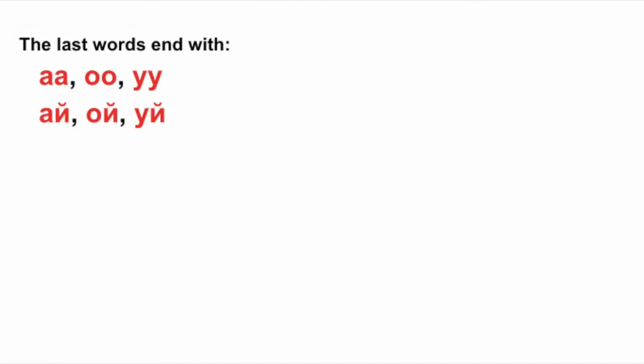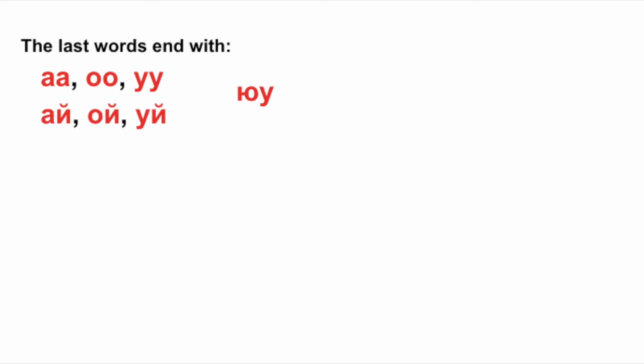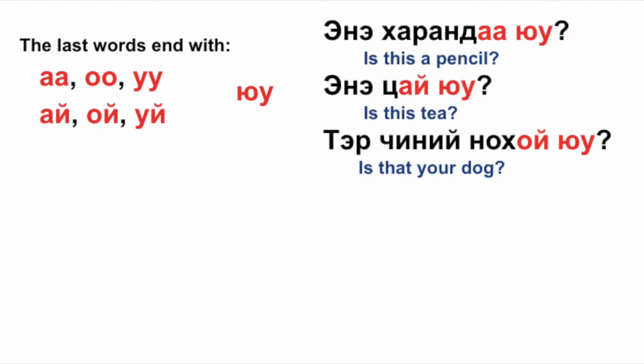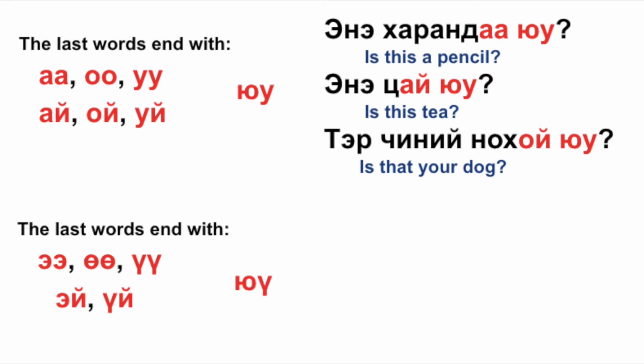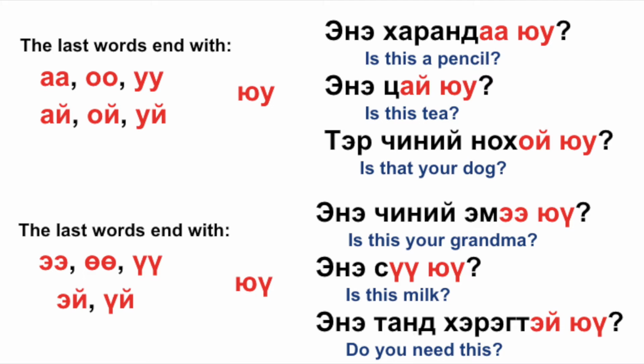Let's take a look. When the word ends with a, o, u, or ai, oi, ui, yu will be added. For example, энэ харандаа юу? Энэ цай юу? Тэр чиний нохой юу? If words end with e, ü, or ei, üi, uu will be added. For example, энэ чиний эмээ юу? Энэ сүү юу?